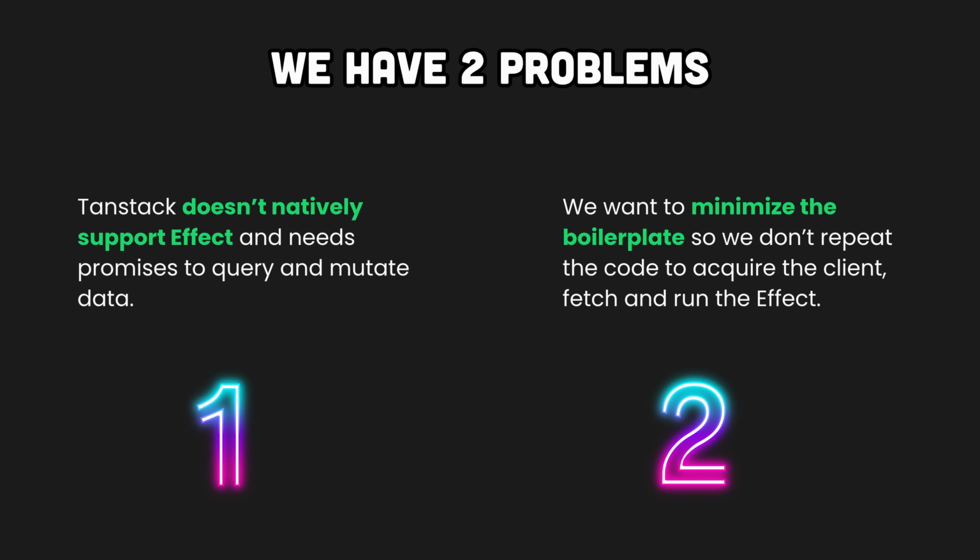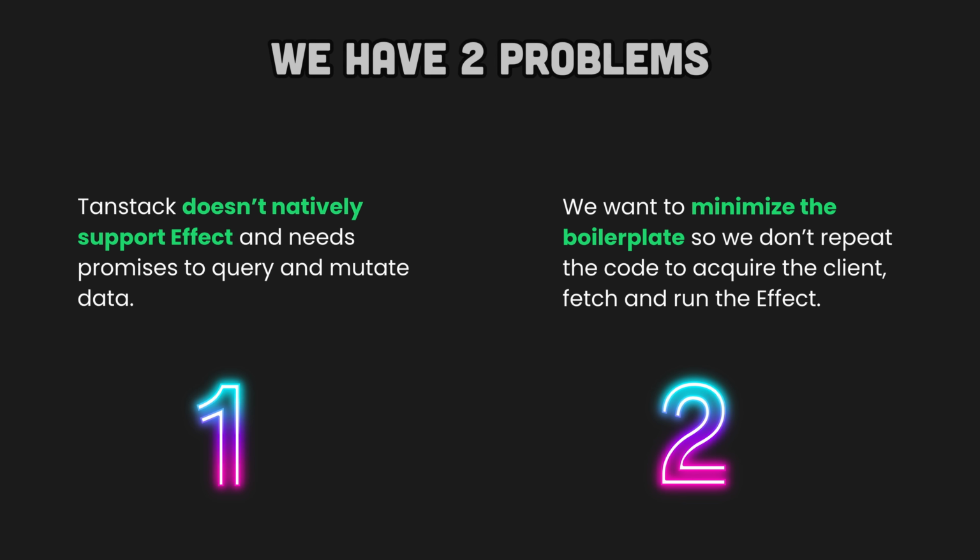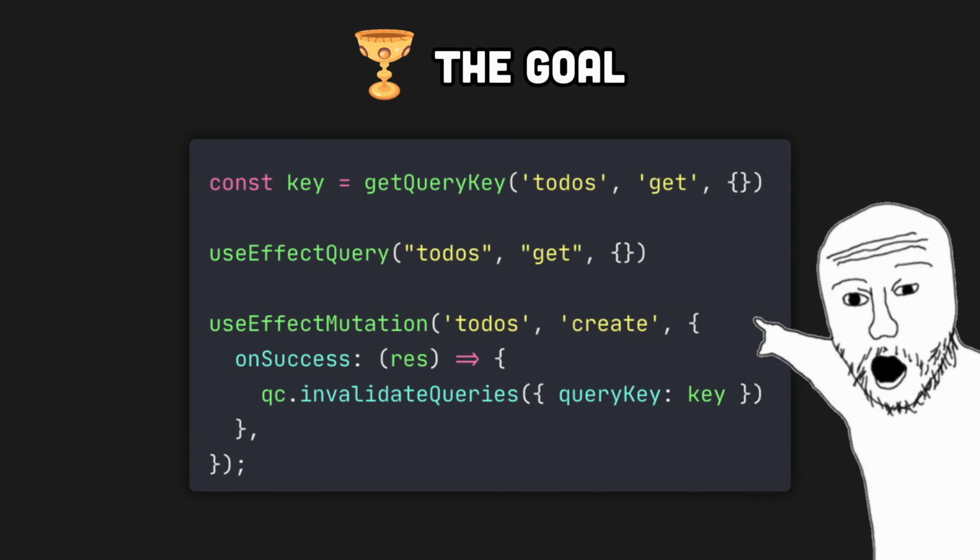However, we have two problems. Firstly, Tanstack does not work natively with effects and expects promises to fetch data. Secondly, we want to minimize the boilerplate as much as possible so that we can invoke a backend function just by using its group name, endpoint name, and parameters like query, path, or JSON if needed. The goal is to have three functions: useEffectQuery, useEffectMutation, and getQueryKey.